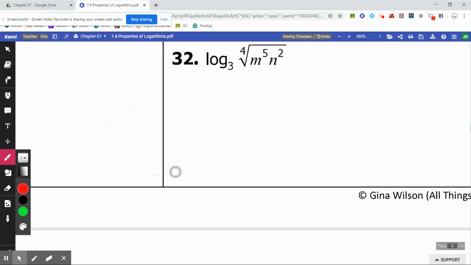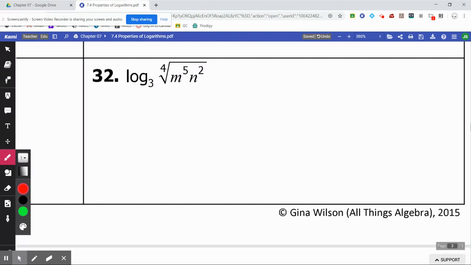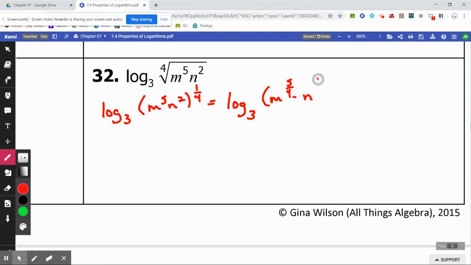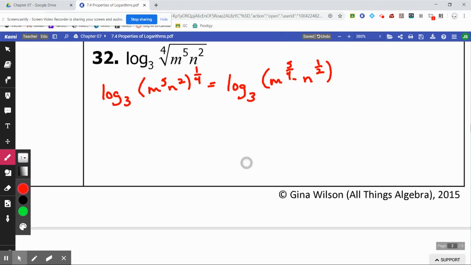Number 32. A 4th root is a 1/4 power. So this is log base 3. Let's first rewrite it as m to the 5th, n to the 2nd, to the 1/4 power. I would definitely go ahead and raise both of those to the 1/4 power to clean it up. That'd be log base 3 of m to the 5/4 when you multiply 5 times 1/4, and n to the 2/4 when you multiply 2 times 1/4. Now 2/4 reduced is 1/2.